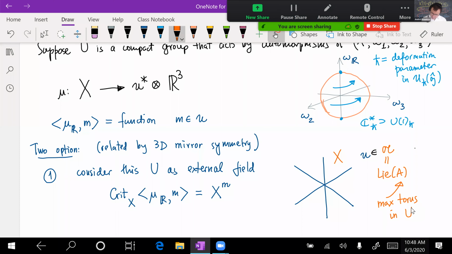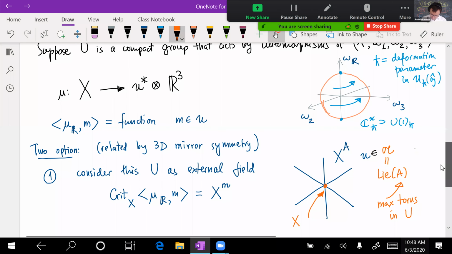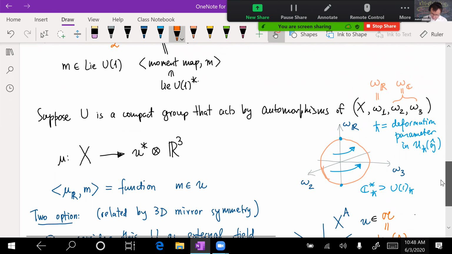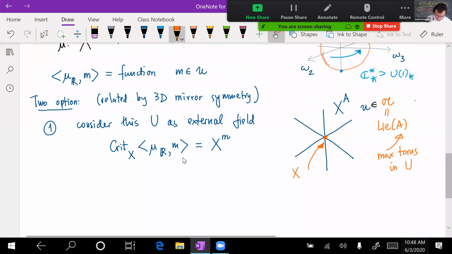And so generically, we're going to get the whole fixed locus. If I have a generic element, that will generate the whole torus, and so this will be that. And if I have a very non-generic element, here the whole axis is fixed by this element 0, which just makes sense, because if I take element 0, then this is a 0 function. Of course, the critical locus of a 0 function is the whole of x.